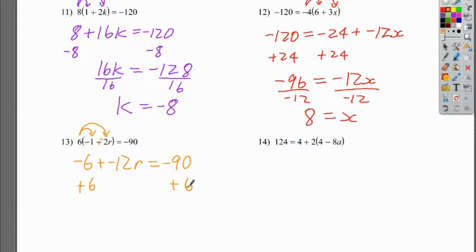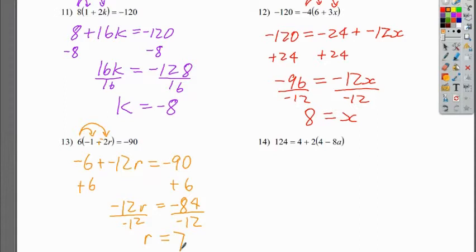Then we'll solve like it is a two-step equation. Add 6 to both sides and divide both sides by negative 12. And then again, negative divided by negative is going to give us a positive 7.